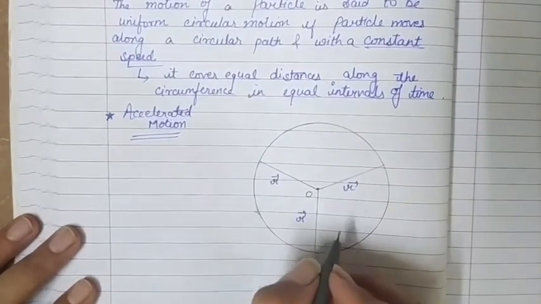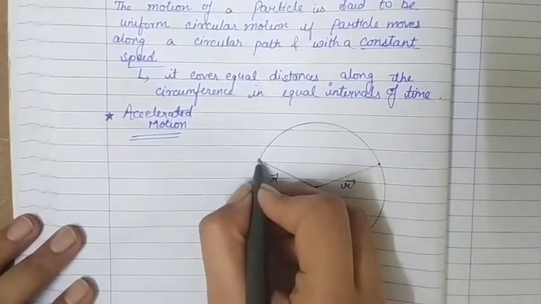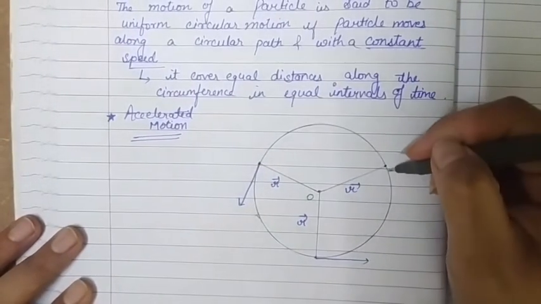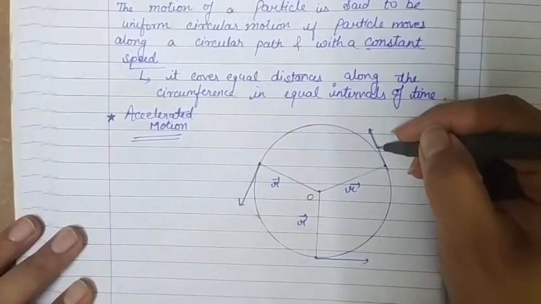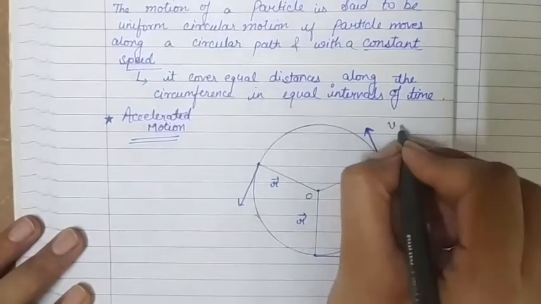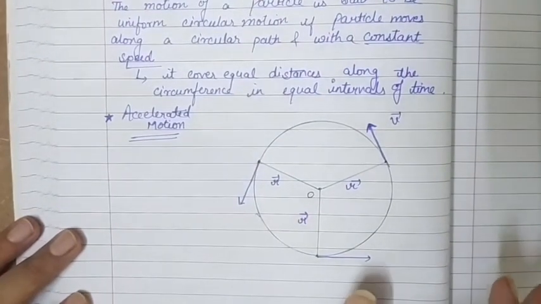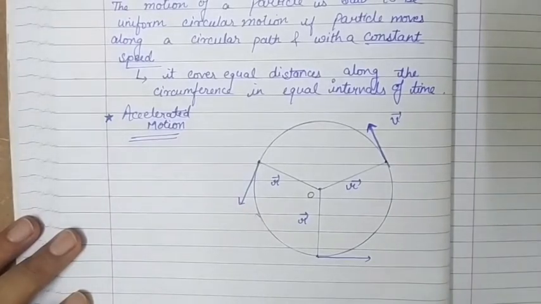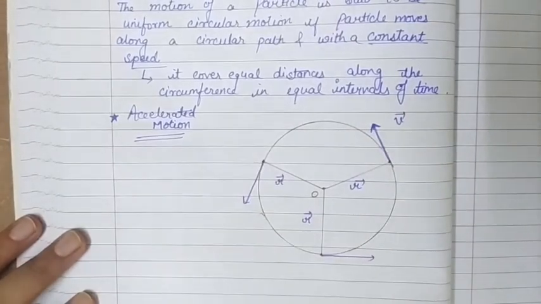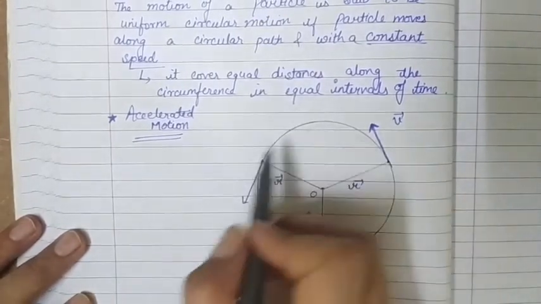The direction of motion of the particle at any point is given by the tangent drawn at that point. So if we draw a tangent at a point on the circumference, then by that tangent we can give the direction of motion of that particle. If you observe carefully, the speed of motion is constant or uniform, which means that it covers equal distances over the circumference in equal intervals of time, but at every instant, at every point, the direction is changing continuously.